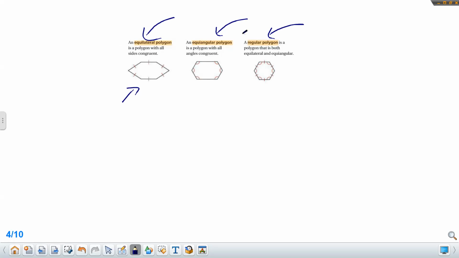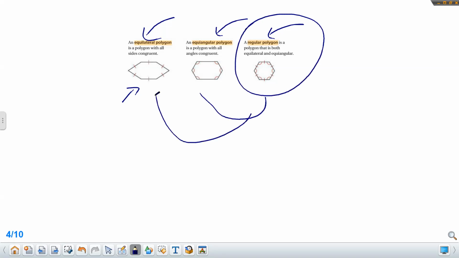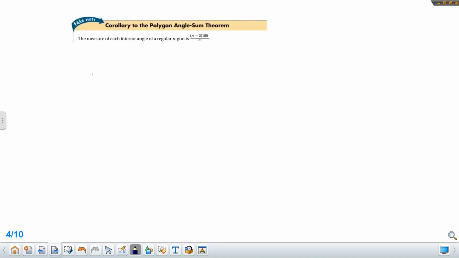And what about the regular polygon? A regular polygon contains both conditions. All sides are equal, all angles are equal, like a square. Okay, yes, good.